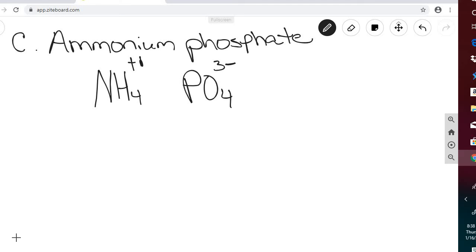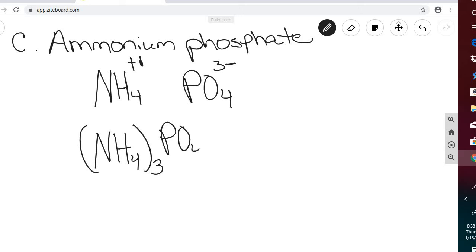So just like before, we're going to switch the charges. So the 3 is going to go with the NH4, and that goes with that whole polyatomic ion. So we put the polyatomic ion in parentheses, the 3 goes there, and then the 1 will go with the PO4. And since it's 1, we don't need to include it. So it's (NH4)3PO4, ammonium phosphate.